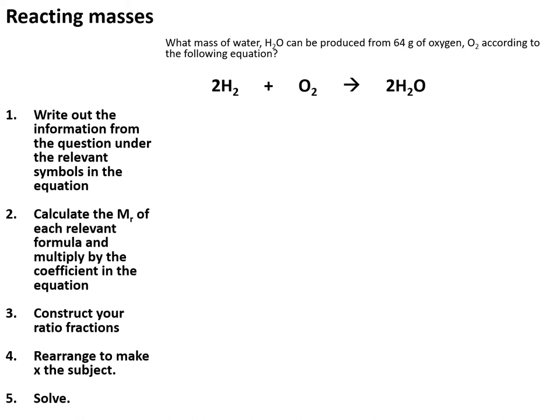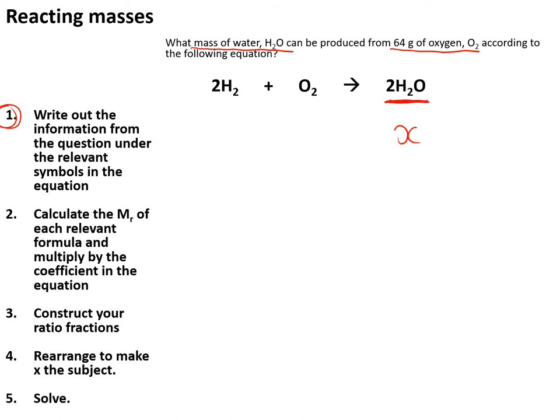So in this one, we're going to ask ourselves, what mass of water, H2O, can be produced from 64 grams of oxygen according to the following equation? Okay, and we're going to start out by writing out the information from the question under the relevant symbols in the equation. So it's telling us what mass of water. So water is one of our relevant things. We don't know the mass of water because we're being asked it, so we're just going to leave that as X because that is an unknown.